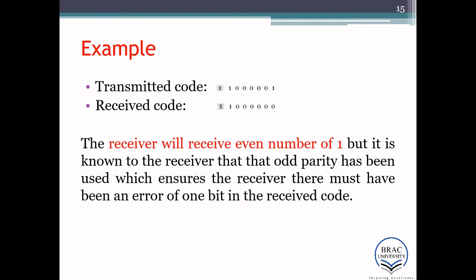Example. So this is the transmitted code. If you count the number of 1s, you can see 1, 2, 3 including the parity bit, so this is odd parity. But if you look at the received code, it is 2 including the parity bit, so it is even parity, which is wrong actually. It means some information is missing, right? So the receiver will receive an even number of 1s, but it is known to the receiver that odd parity has been used, which ensures the receiver there must have been an error of 1 bit in the received code.